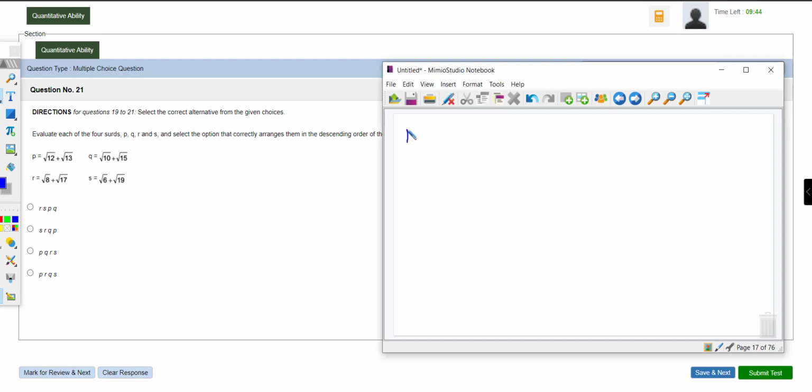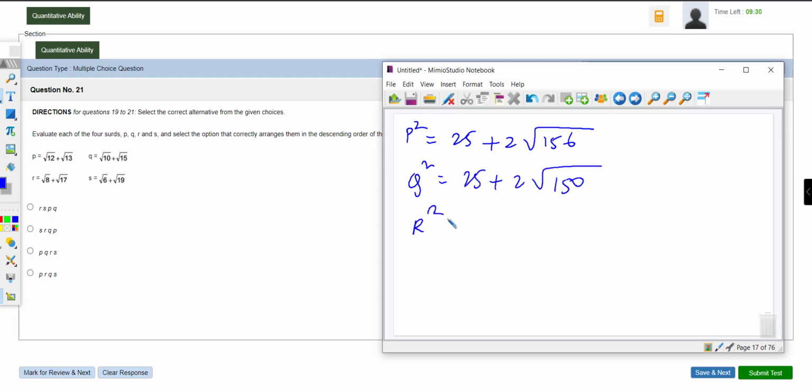So the square of P is going to be how much? (a plus b) whole square, it is 25 plus 2 root 13 into 12, that is 156. Q square is going to be how much? 10 plus 15, 25 plus 2 root 115. R square is going to be how much? Again 25 plus under root 8 into 17, that is 136. Then S square is going to be how much? 6 plus 9, 25 plus 2 times under root 114.